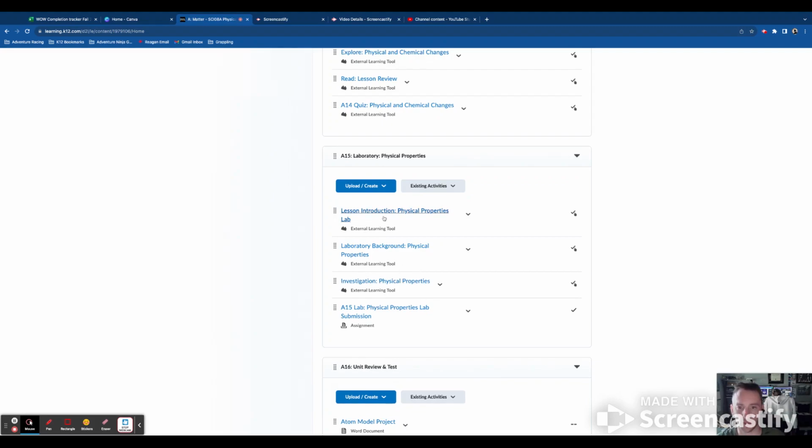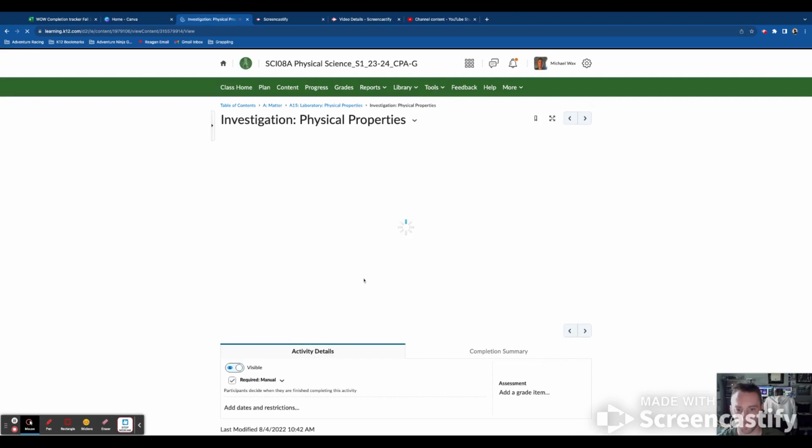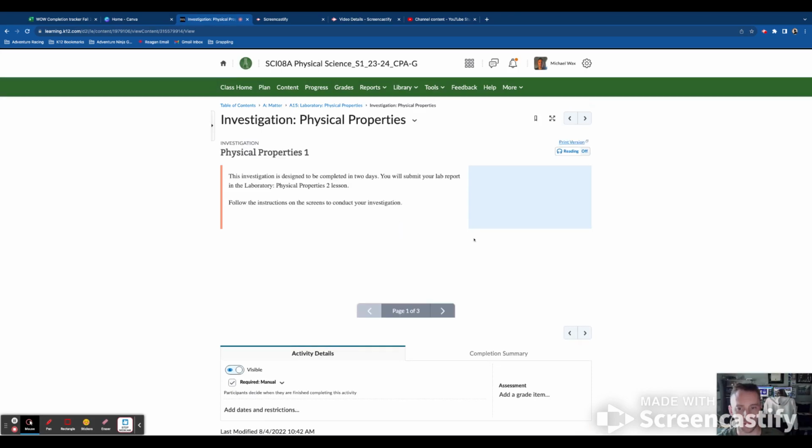Same as the last one, you're going to have the lesson introduction, you're going to have the background, the investigation is actually where the lab happens, and then you'll have the submission folder for after you finish the lab. So we're going to click on investigation, and you'll notice same thing as the last one. You can download the lab report, the physical properties lab.docx right there. You're going to open that, have it in a separate window, and then you're going to stay in here to continue the rest of the lab.